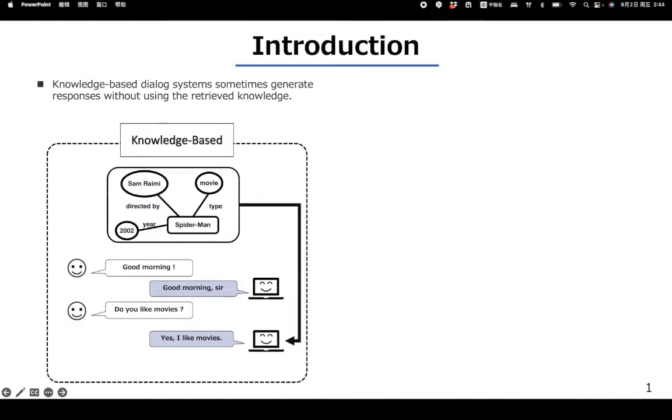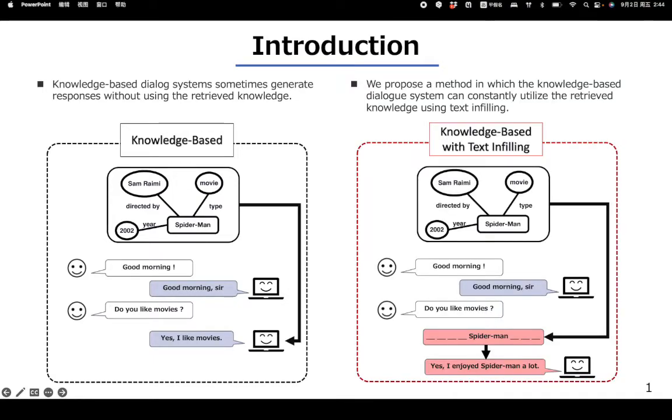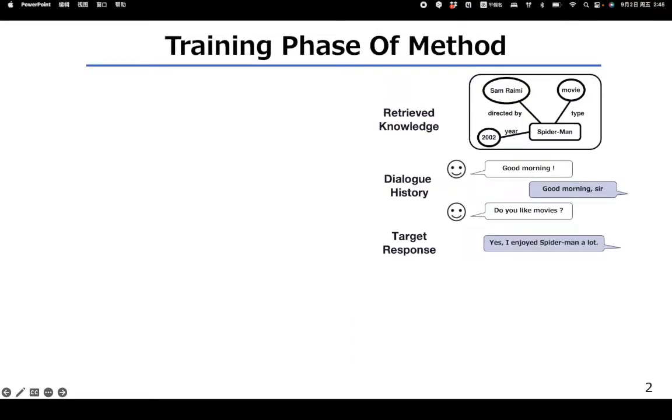However, the knowledge-based dialog system sometimes generates responses without using the retrieved knowledge. To solve this problem, we use the text infilling method to generate responses that always include the retrieved knowledge. The proposed method generates responses by filling text on both sides of the retrieved knowledge. Next, I will introduce my proposed method.